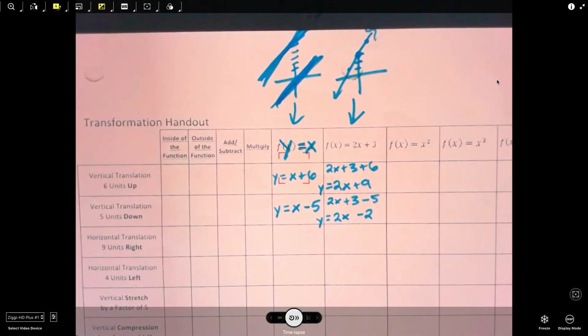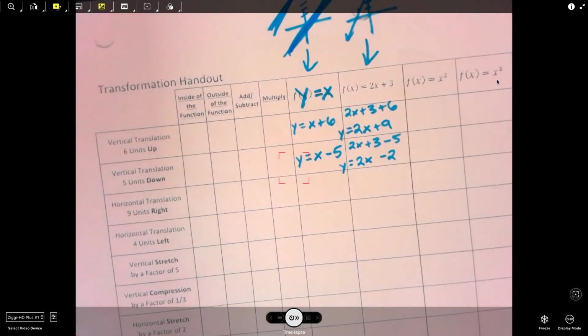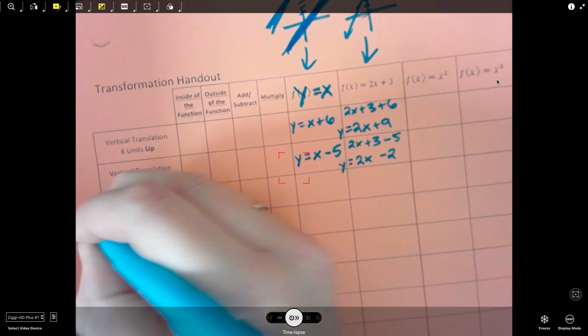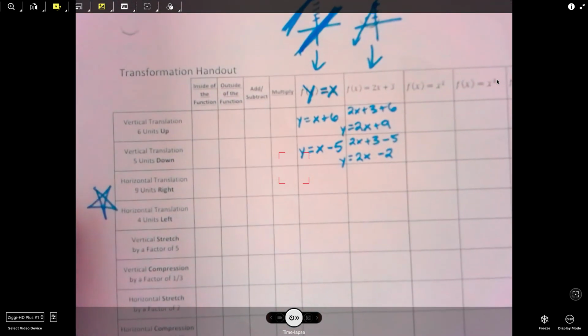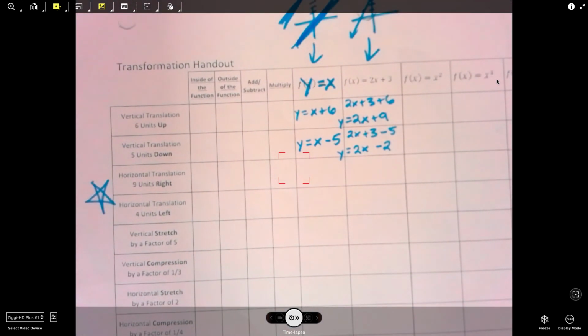All right. Now, put a little star by this one, by both of these. Okay. Horizontal translation, because this is where it gets weird. Okay. When you're doing a horizontal translation 9 units to the right, you got any thoughts about how you do that one? 9 to the right.